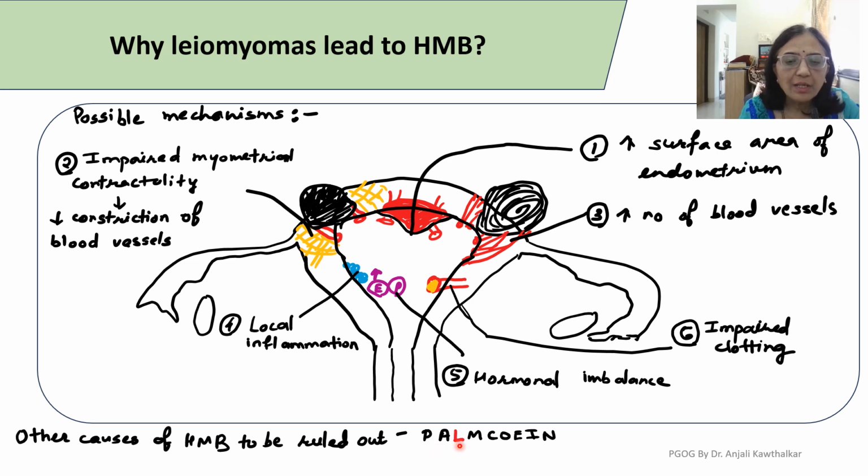So it is not necessary that the presence of a fibroid itself is sufficient to consider it the cause of heavy menstrual bleeding. We need to rule out all the other causes, in short, which are given under PALM-COEIN. And for that, I request the viewers to visit the AUB series that is available under this channel. In that playlist, you will learn how to differentiate between all these causes of abnormal uterine bleeding.